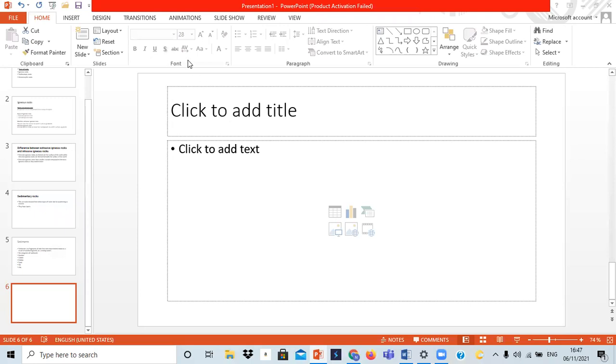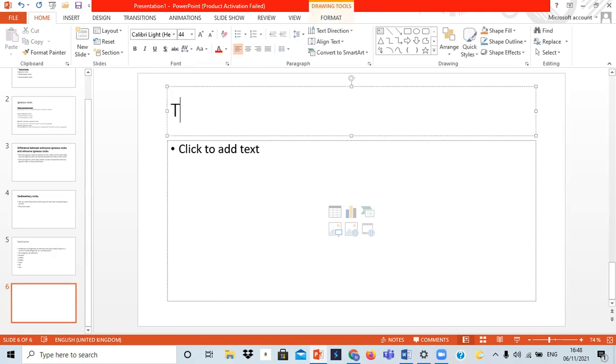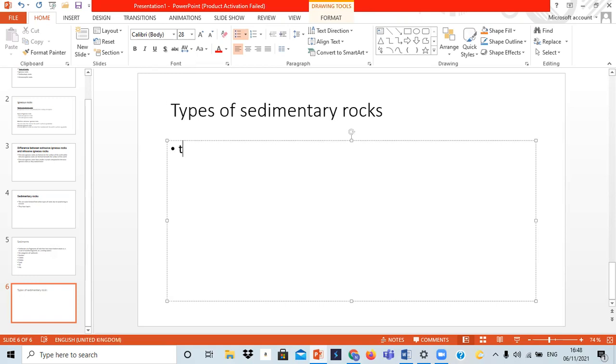So there were types of sedimentary rocks. The next thing we looked at were types of sedimentary rocks, and there were three types, which were briefly clastic sedimentary rock, clastic.